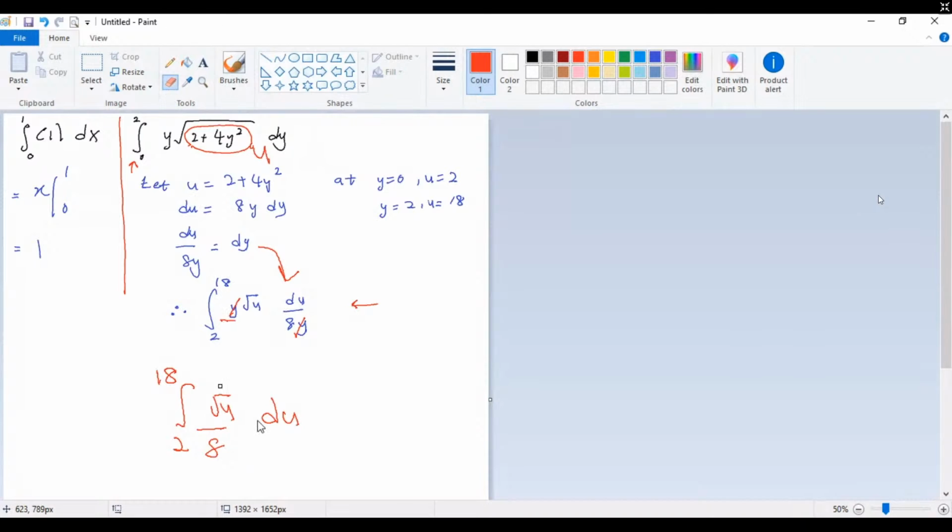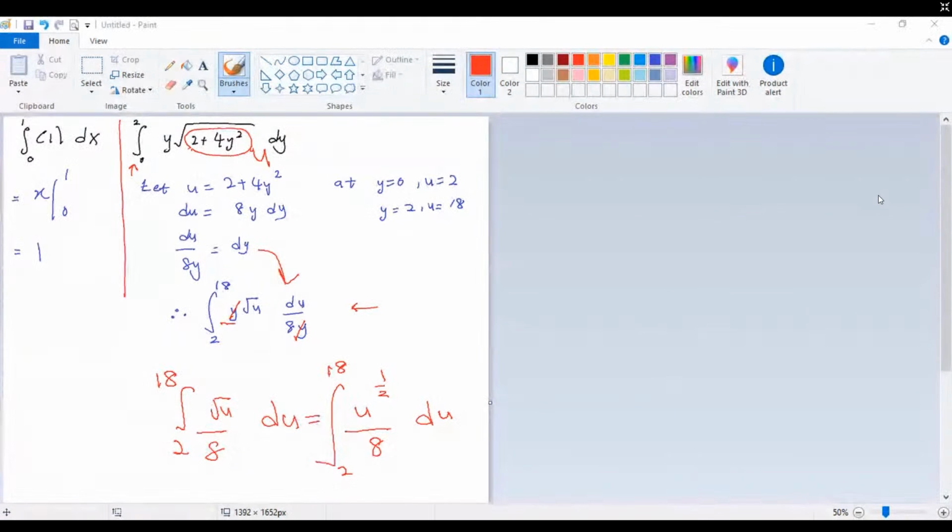So this you know how to solve, just simple integration. If you don't know, this is basically equivalent to u to the power of 1 over 2, divided by 8, from 2 to 18, integrated with respect to u. I think from here you should know how to integrate: plus 1 and then times over what you have here. Boleh? Boleh tak this?